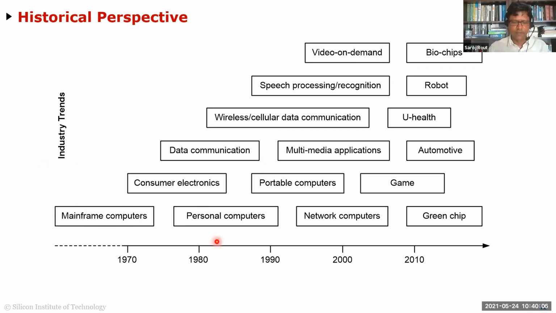So this graph is showing you the trend. It's showing you the year, so this is basically the timeline and some of the industry trends which have driven this technology. And you can see what's mainly driven this technology is actually computer chips, right? Because that's very ubiquitous in nature. It goes pretty much everywhere.